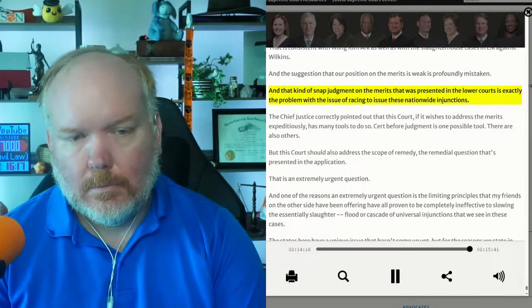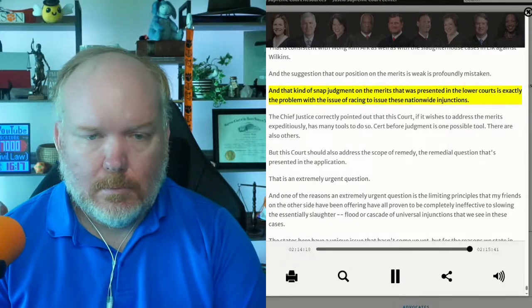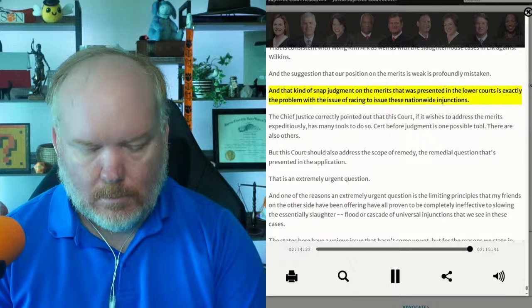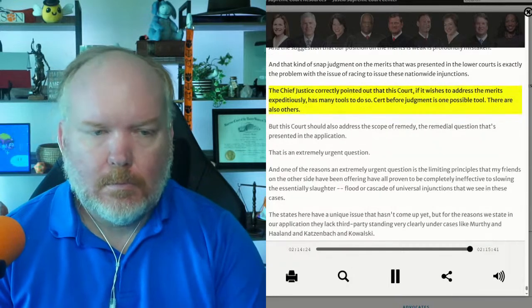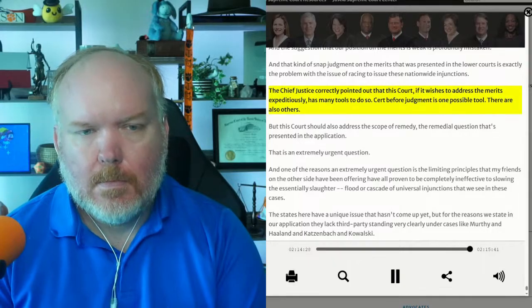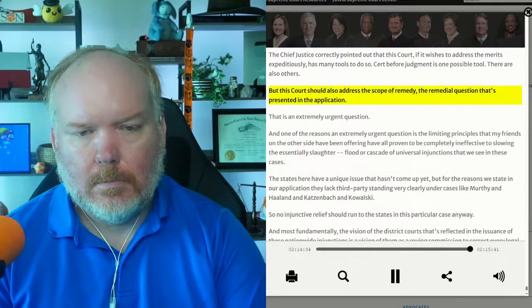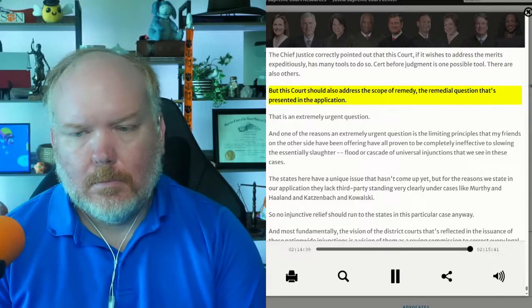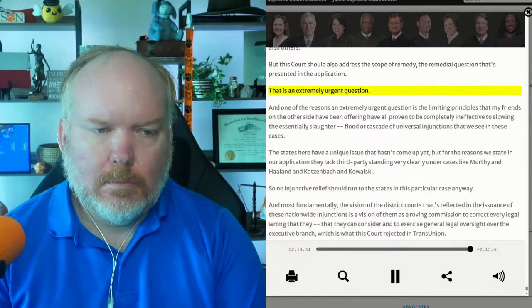And that kind of snap judgment on the merits that was presented in the lower courts is exactly the problem with the issue of racing to issue these nationwide injunctions. The Chief Justice correctly pointed out that this court, if it wishes to address the merits expeditiously, has many tools to do so. Cert before judgment is one possible tool. There are also others. But this court should also address the scope of remedy, the remedial question that's presented in the application. That is an extremely urgent question.